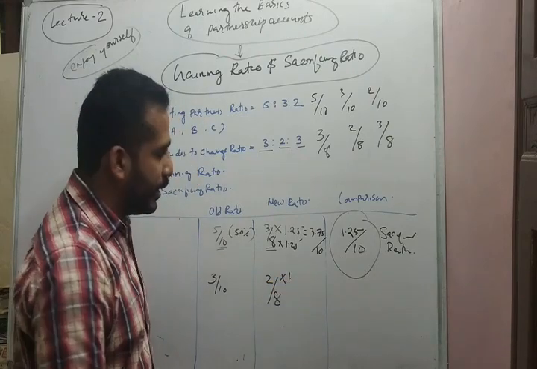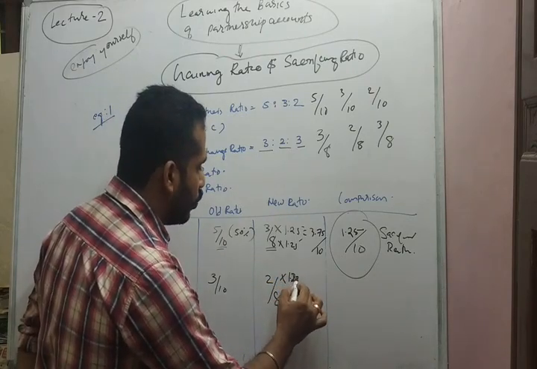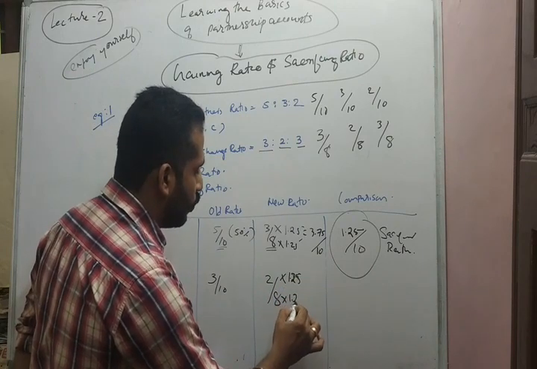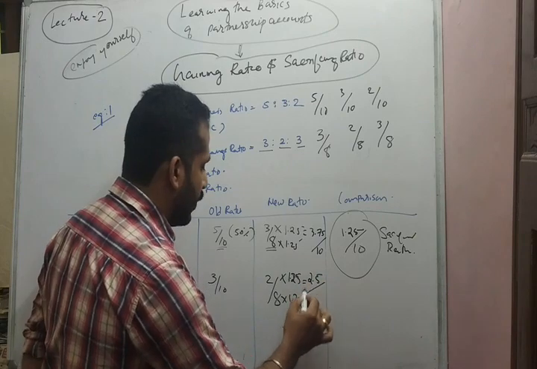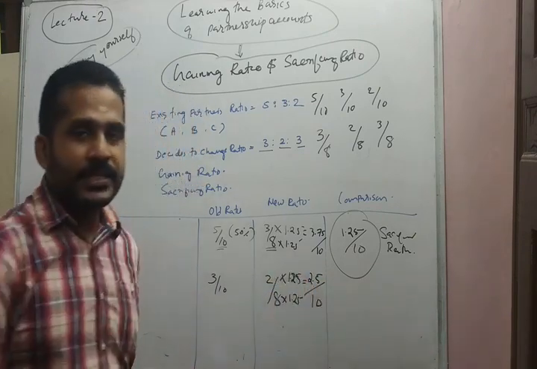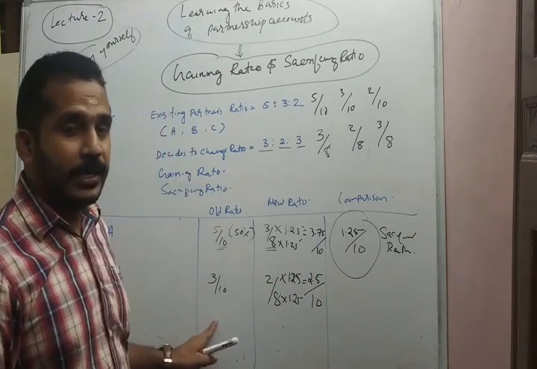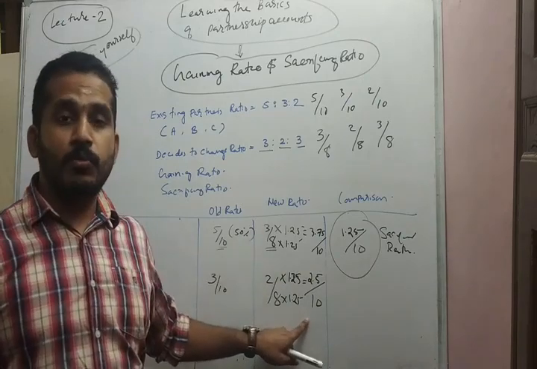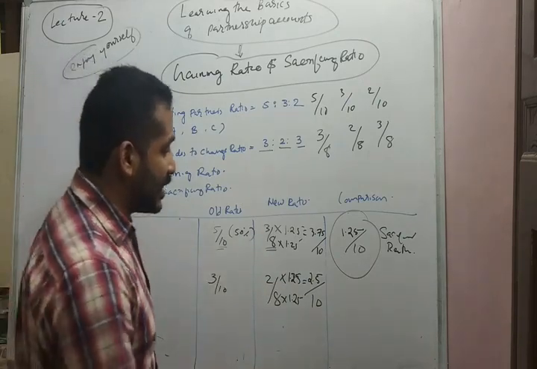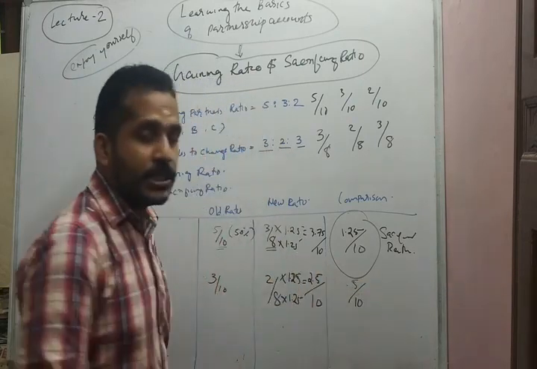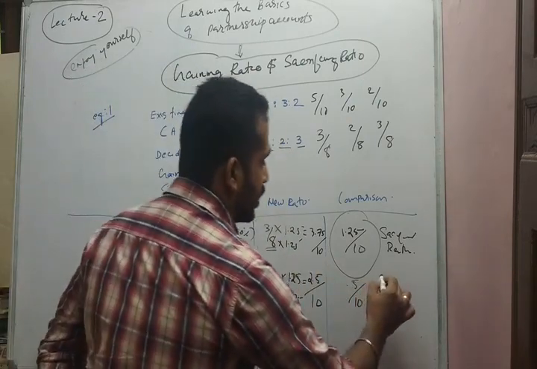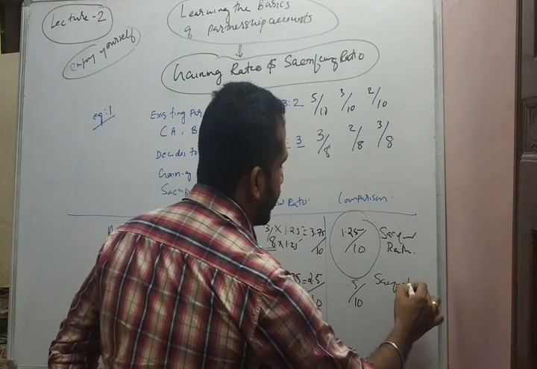2 by 8 is multiplied by 1.25 into 1.25. So how much will we get? 2.5 by 10. That means the previous ratio was 3 by 10 and the new ratio is 2.5 by 10. He has sacrificed 0.5 by 10. This is also a sacrificing ratio.